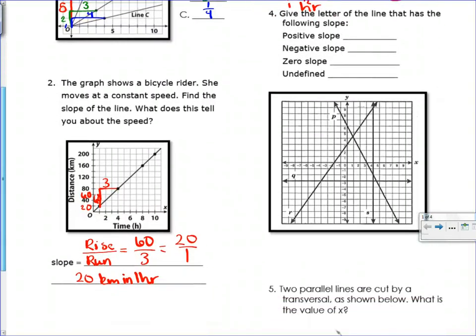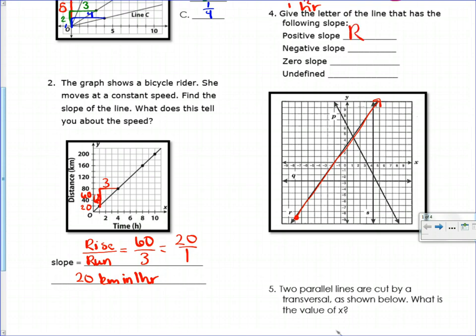Number 4, give the letter of the line that has the following slope. So now you're just identifying what type of slope these lines have. A positive slope means if I start at the left of my graph and go towards the right, just like when you read, my line has to be going up. So if I look at line R, if I start at the left and move towards the right, I would be going uphill. So that's my positive slope.